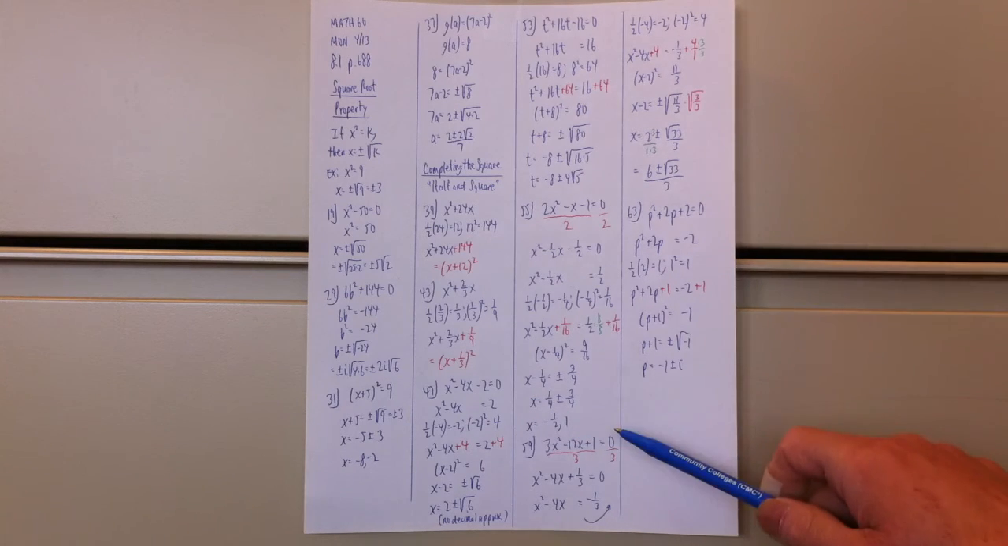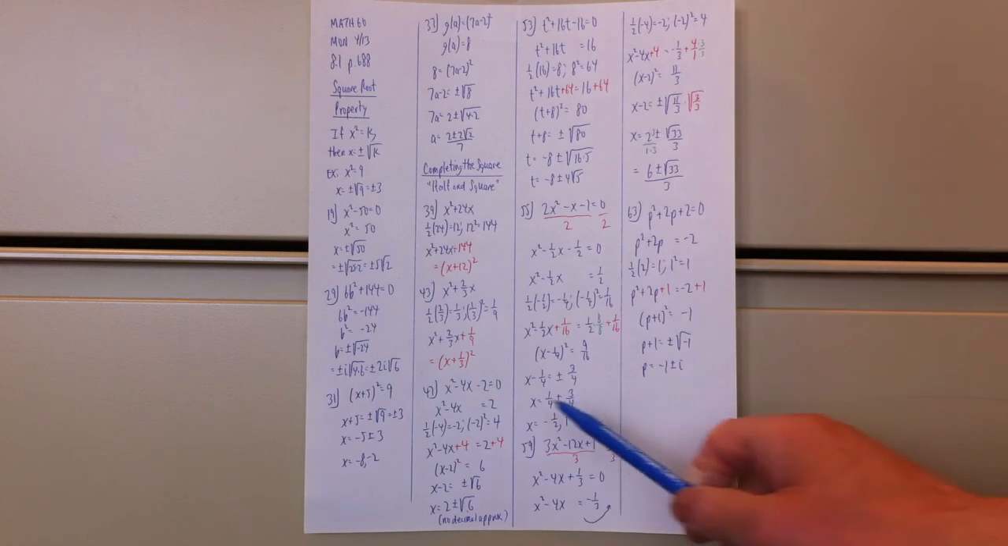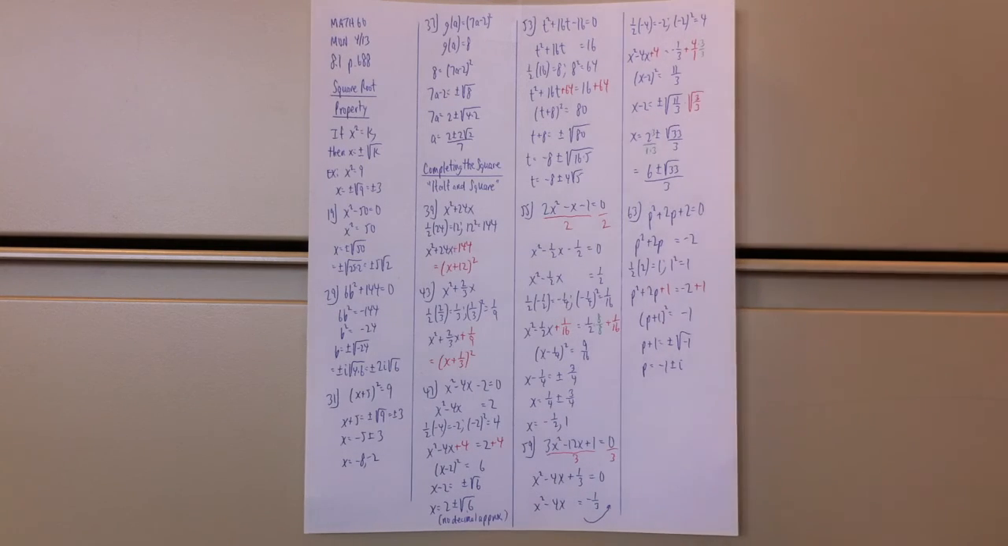And again, when you get rational solutions like this, work them both out. So I do 1/4 minus 3/4, that's a negative 2/4, which is the same as negative 1/2 reduced. And then I have 1/4 plus 3/4 is 4 over 4, which is the same thing as 1. So we reduce our answers to negative 1/2 and 1.